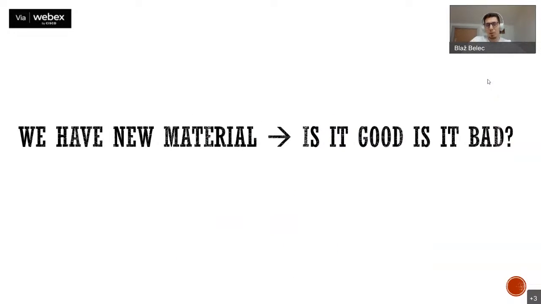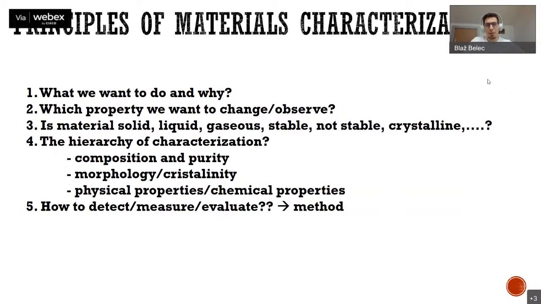When we develop some new material, we don't know immediately if it's good or bad. First, we have to think about why we want to make a new material: which property we want to change and observe, and what we want to improve. Next is whether the material is solid, liquid, gaseous, stable, not stable, crystalline, and so on, in which state of matter it is. Then we make a plan, some hierarchy, to characterize it.